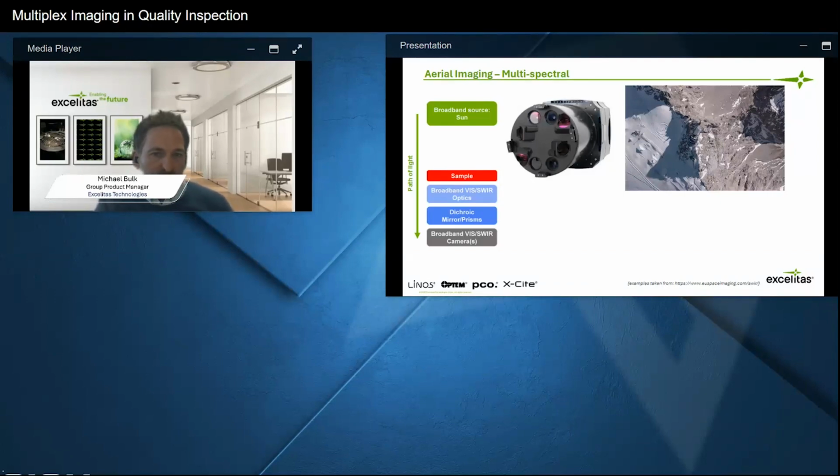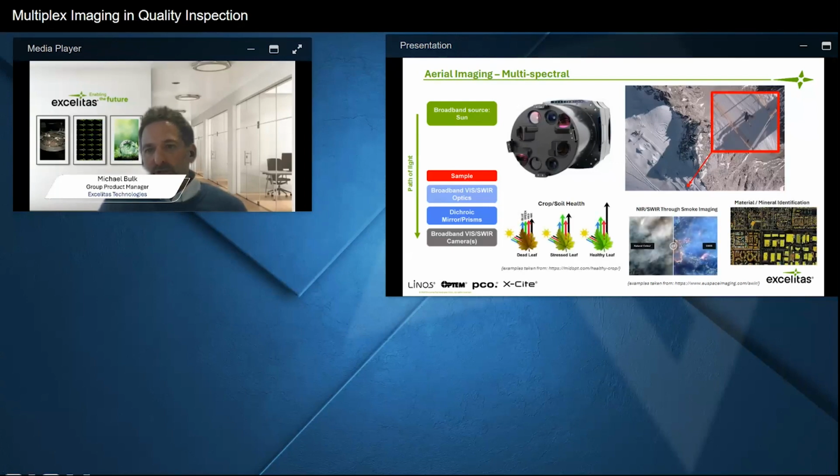So it could be a visible camera, or several cameras that are capturing this information at the same time. And by looking at wavebands outside of the visible range, you're able to collect more information than just high resolution details, which is shown in the top right here. That is very important for an aerial image where you want to capture as wide a field of view as possible, but still resolve fine details.